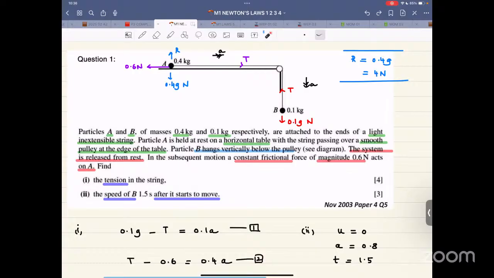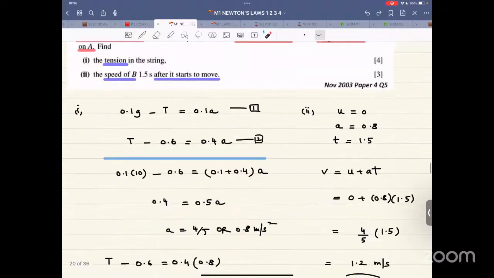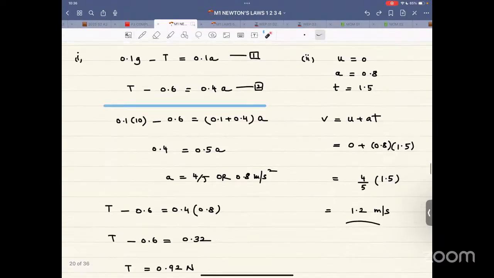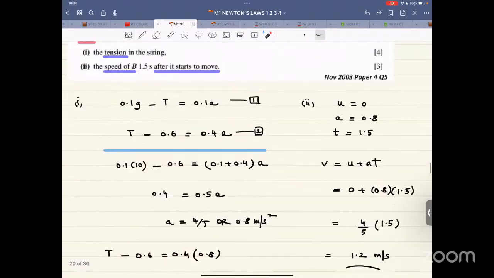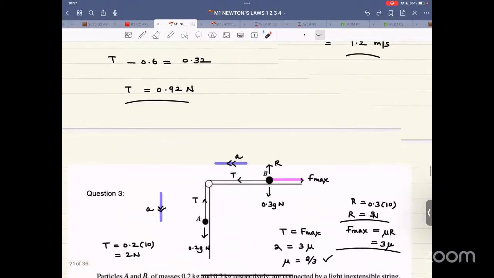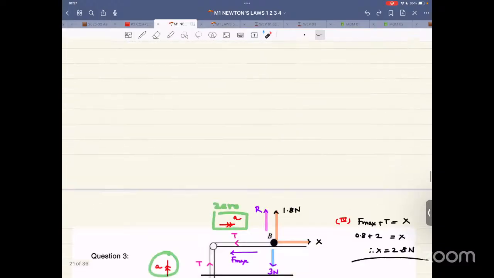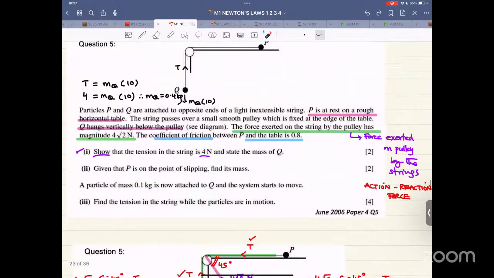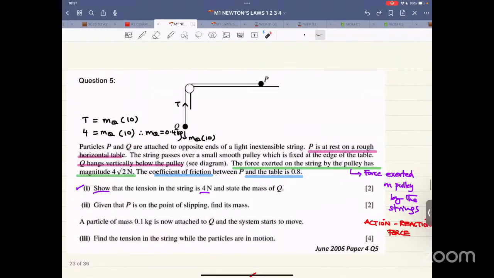Now, what needs to be done first? Let's focus on this. R is 0.4g. Then over here, 0.1g minus tension is 0.1a. Tension minus 0.6 is 0.4a. And I get acceleration is 0.8, tension is 0.92. Initial velocity is 0, acceleration is 0.8, time is 1.5, I find the velocity. Very simple. Now I'm looking for something. Yes, this is again important.